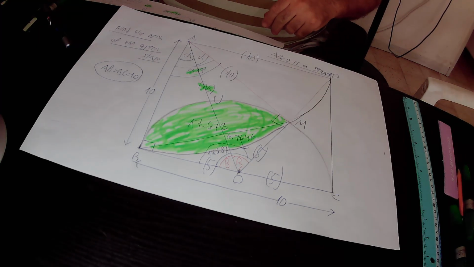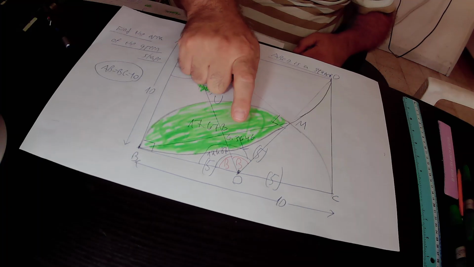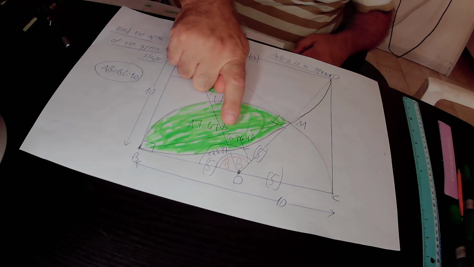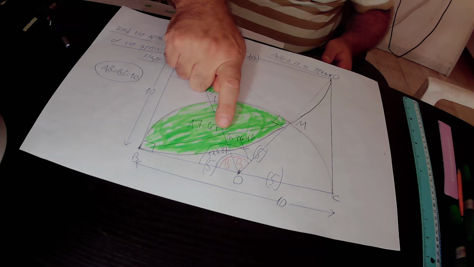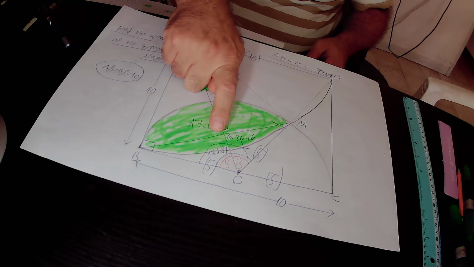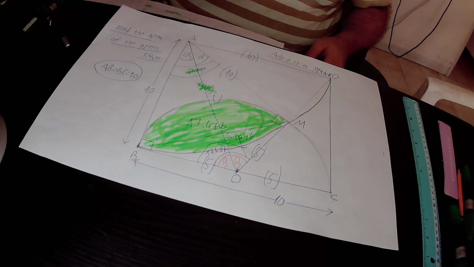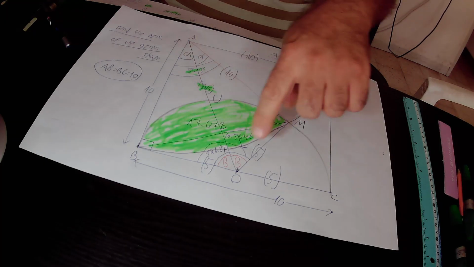Actually, this is angle MOB, which equals 2 beta, and 2 beta equals 126.87 degrees in size. So angle MOB, in total, is equal to 126.87 degrees. Our task is to find the area of this green shape.